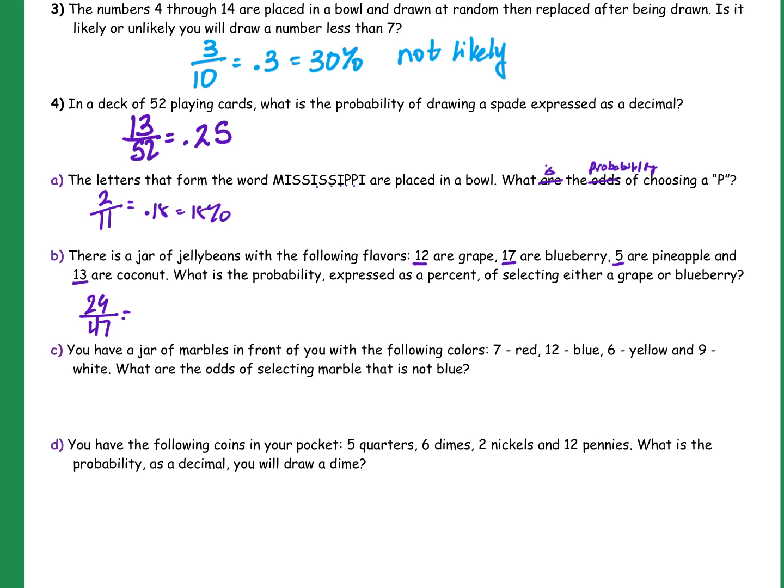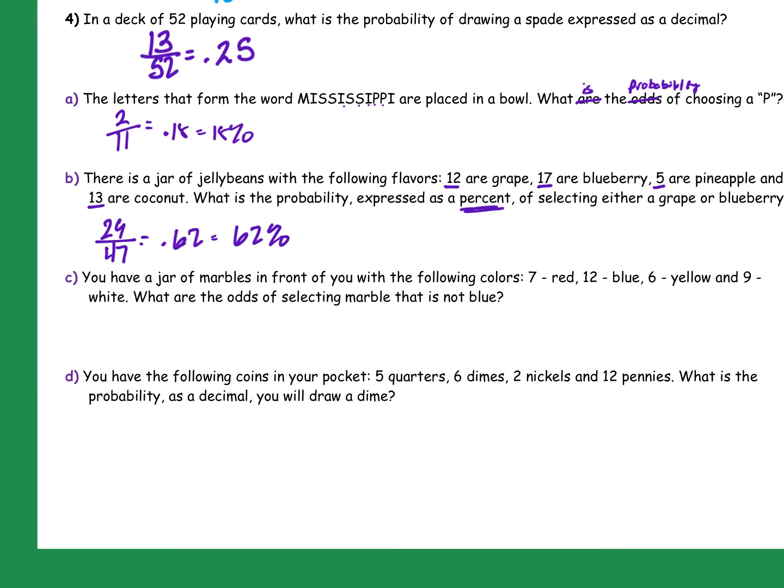So then I'm going to divide, right? I take my calculator, divide, I get 0.62. And they want it as a percent, so that means it's 62% of getting a grape or blueberry flavored. Grape, yuck. Blueberry, that could work. Okay, C, similar thing.